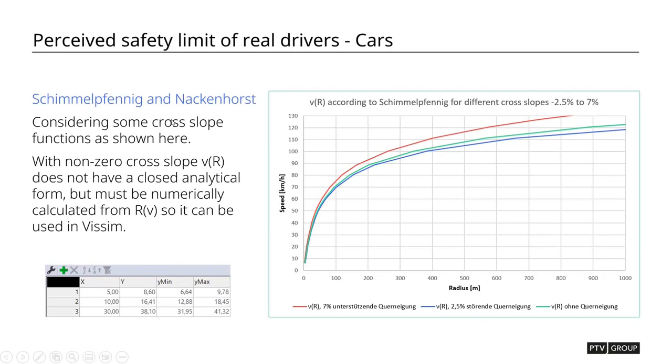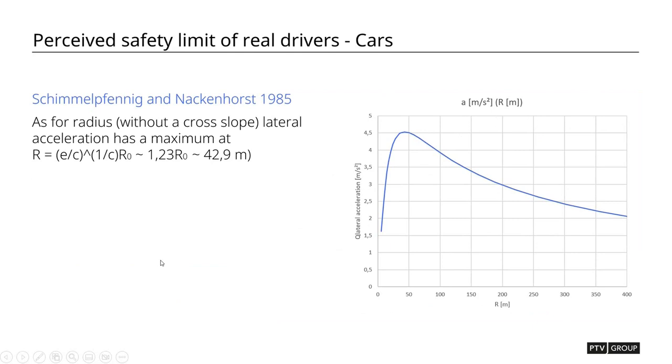Here is how the Schimmelpfennig-Nackenhorst function would look if you consider different cross slope values, so with 7%, or even 2.5% but in the wrong direction, and the green line is when it's flat. And here again, the lateral acceleration depending on radius, you find that the highest value is at a radius of around 43 meters, assuming 0 cross slope.